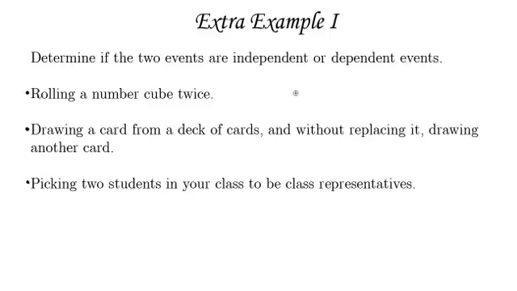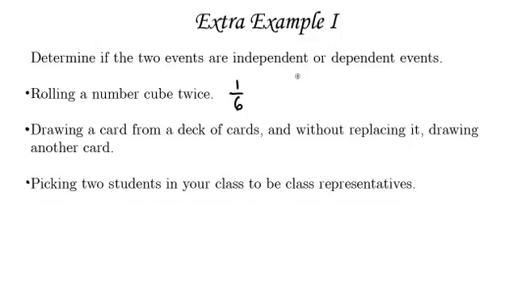So the first time we roll a number cube, let's say I want to find the probability of picking a 5. How many 5s are there? How many sides on the number cube is a 5? There's only one side, right? So it'll be 1 over 6. That would be the probability of my first roll, right?